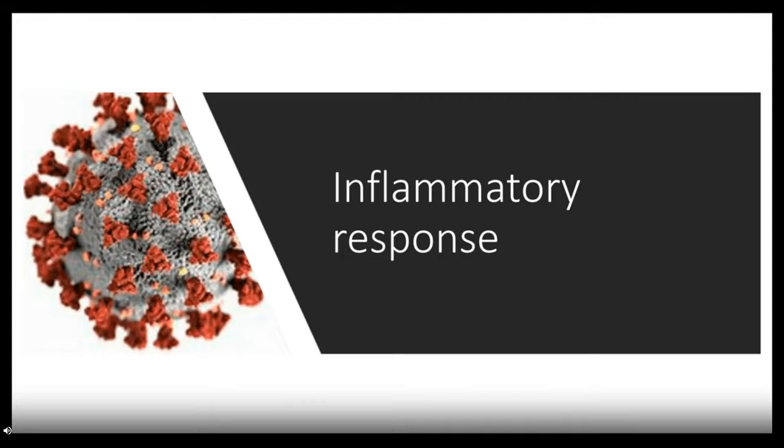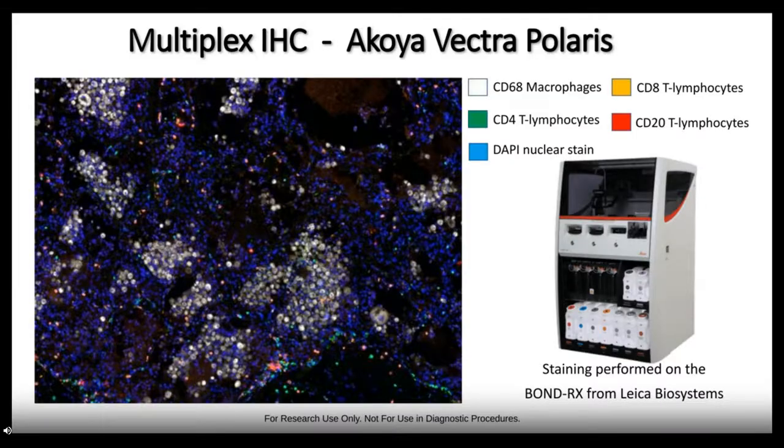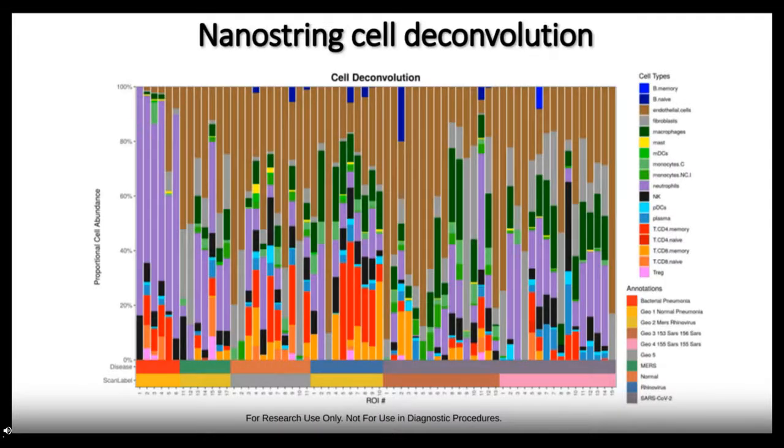We're now going to move on to talk about the inflammatory response that's present in the lung. So here we're showing you some data acquired on the Vectra Polaris platform. The slides were stained on the Bond Rx system from Leica. You can see very nice aggregates of CD68 positive macrophages in white in the image on the left-hand side.